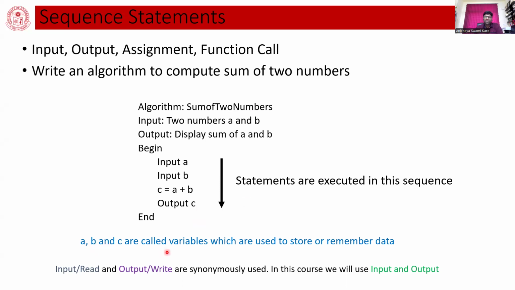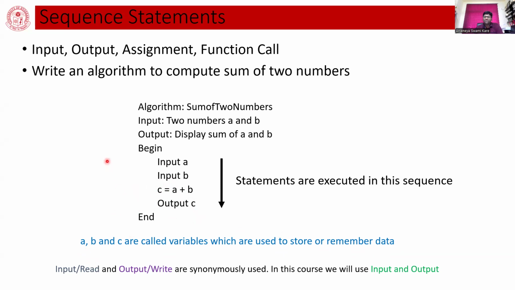Here A, B, C are called variables, which are used to store or remember data. C remembers the value of the sum of the variables A and B. So they are basically data holders, which in programming languages we call variables. Variables basically have values that can change during the execution of the algorithm or program.